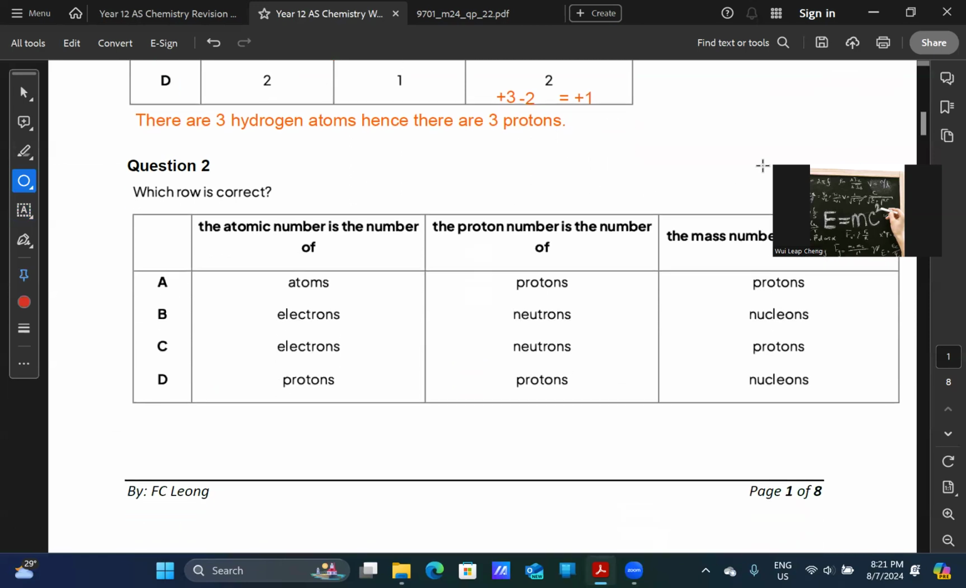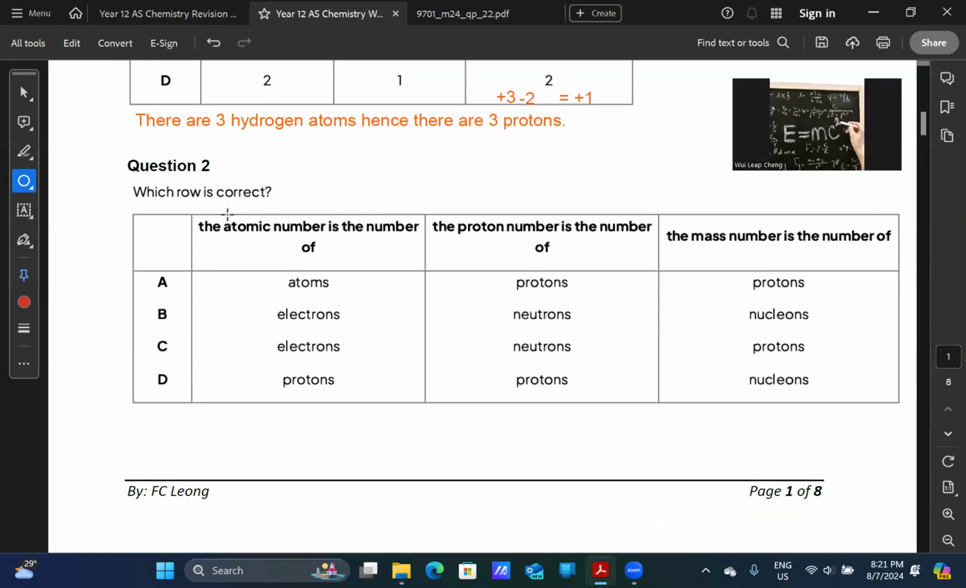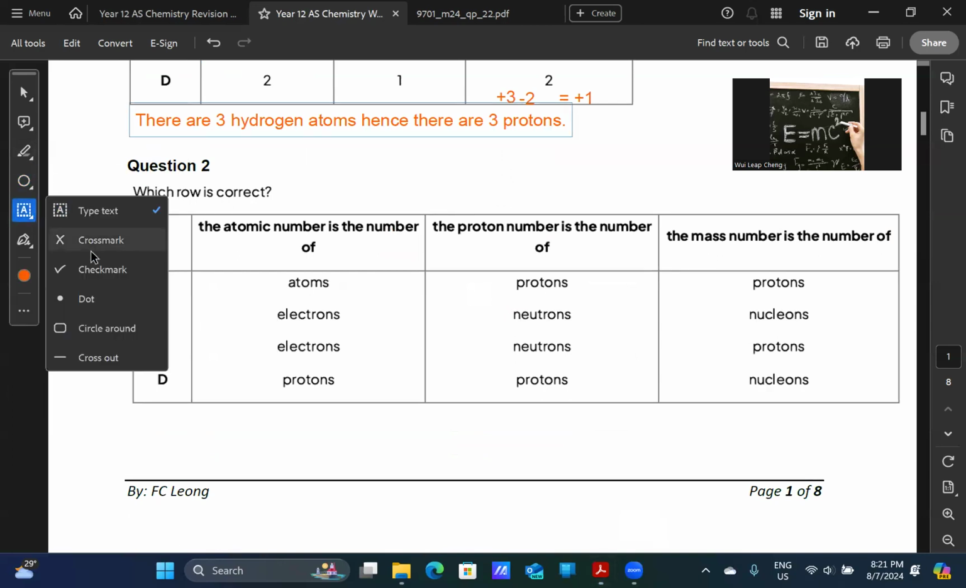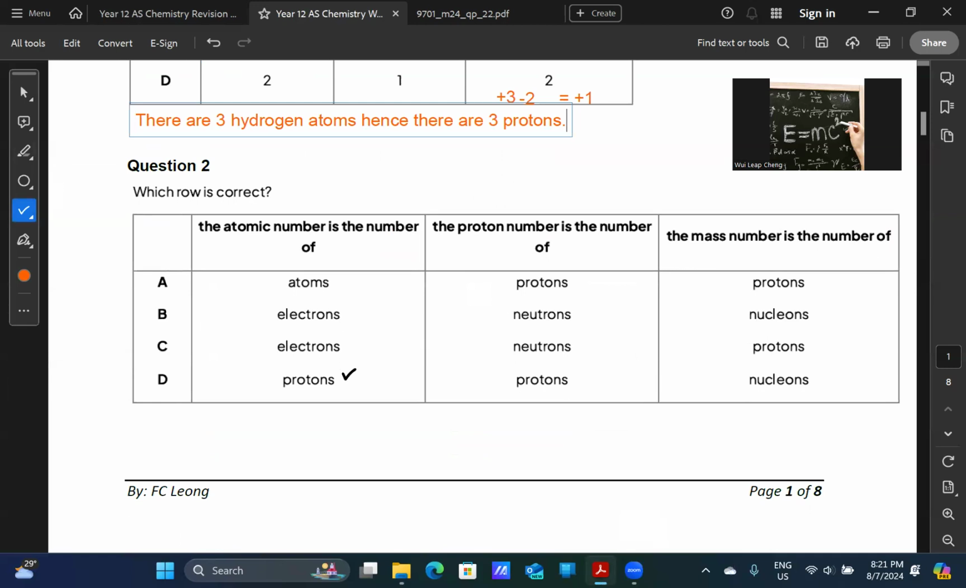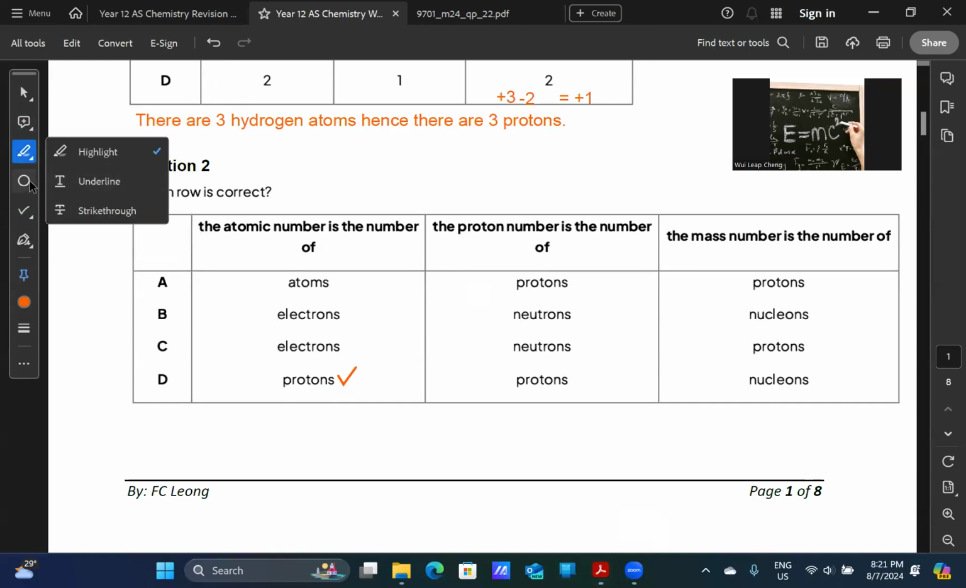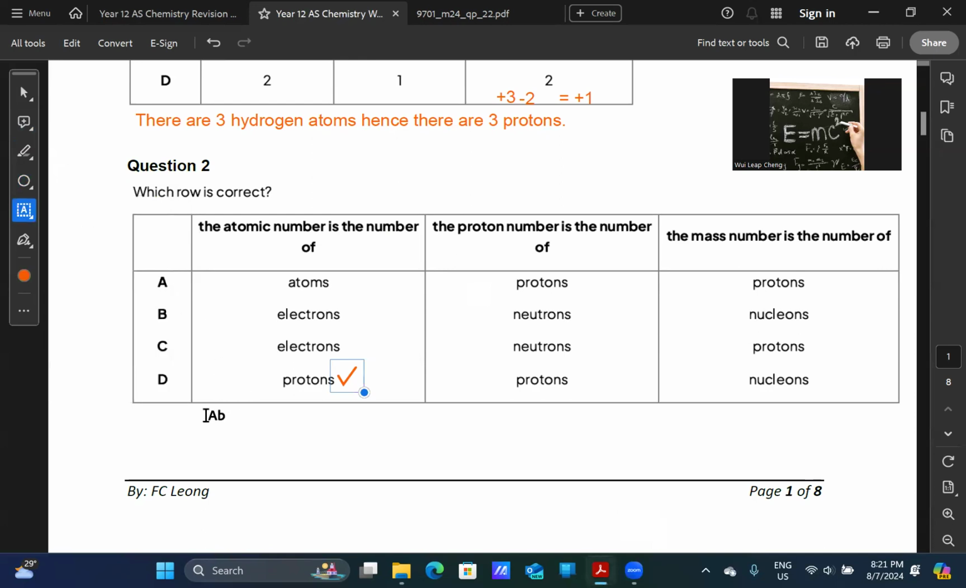Which row is correct? The atomic number is the number of protons, because as you know, proton number is the same as atomic number. Okay.